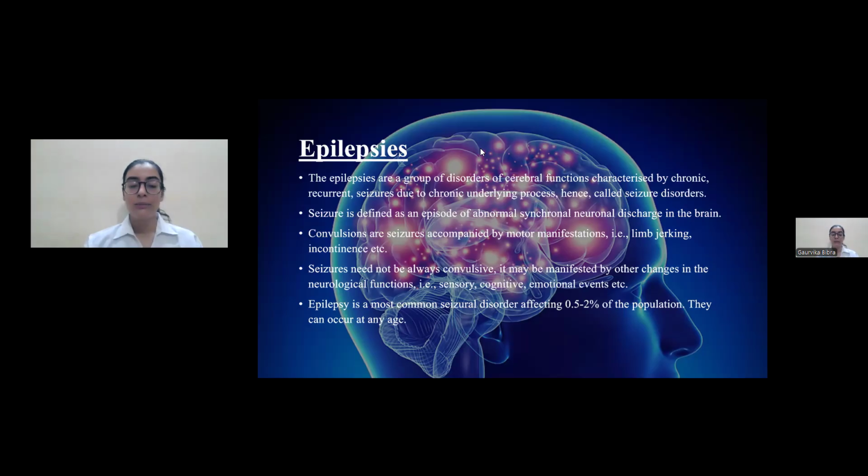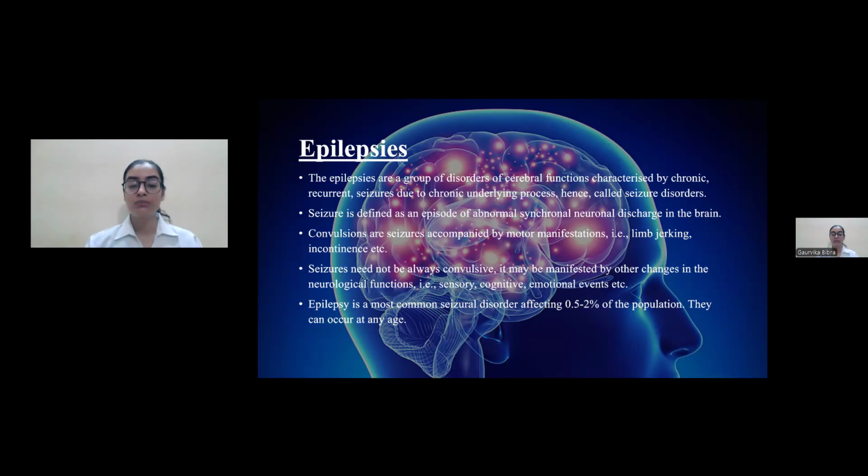Now, epilepsies. Epilepsy is a group of disorders of cerebral function characterized by chronic recurrent seizures due to a chronic underlying process, hence called seizure disorder. A seizure is defined as an episode of abnormal synchronous neural discharge in the brain. Convulsions are seizures accompanied by motor manifestations, that is, limb jerking and incontinence, etc. Seizures need not always be convulsive; they may be manifested by other changes in neurological function, which could be sensory, cognitive, emotional events, etc.